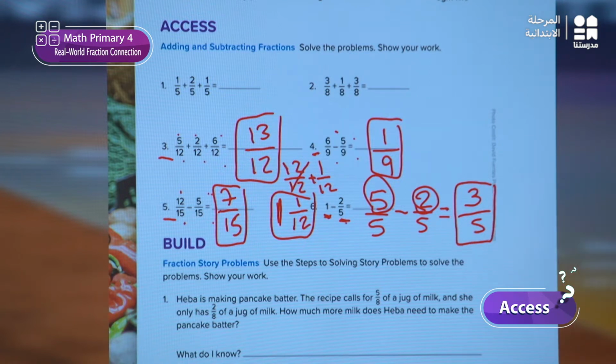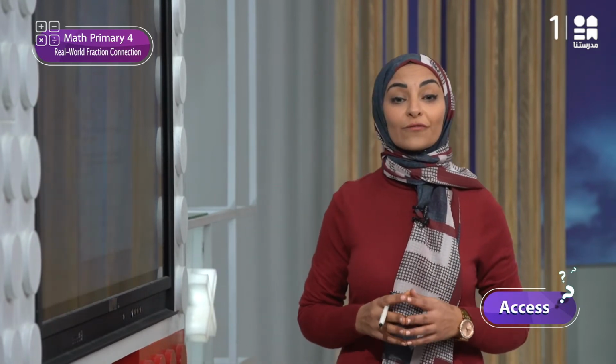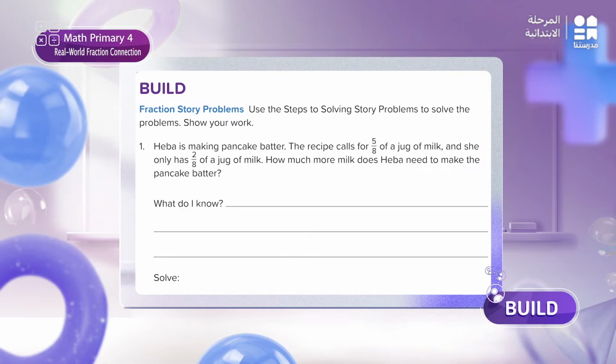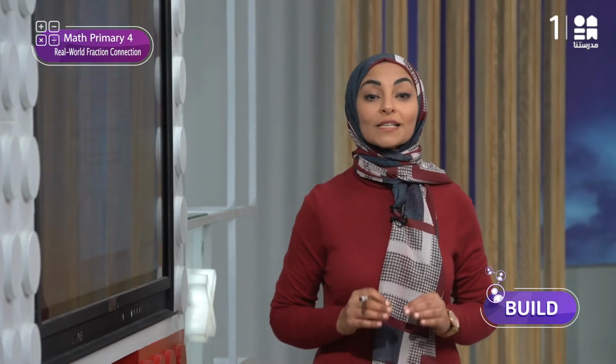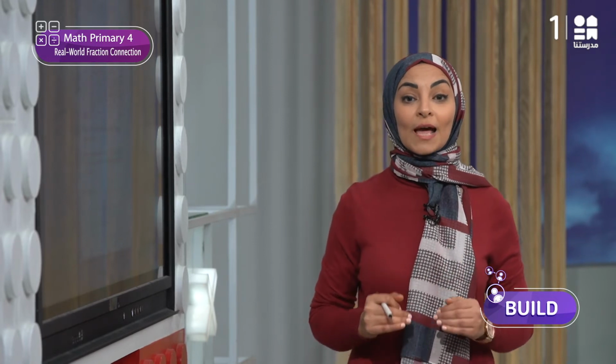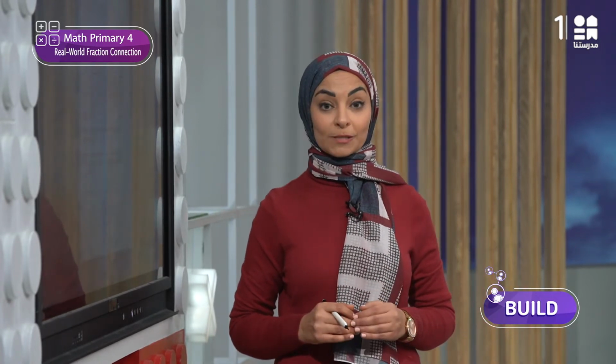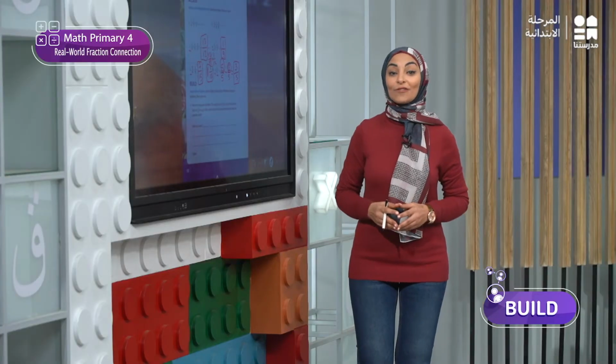Now المفروض بقى نستخدم our skills السكيلز اللي اكتسبناها من solving fraction addition and subtraction problems عشان نطبقهم بقى to the story problems in the build part on page 58 in your school book. Of course, this is not the first time, مش أول مرة نحل story problems. Because in term 1, if you remember, تعلمنا ازاي نعمل steps عشان to solve any story problems. That was in lesson 7 in unit 2.